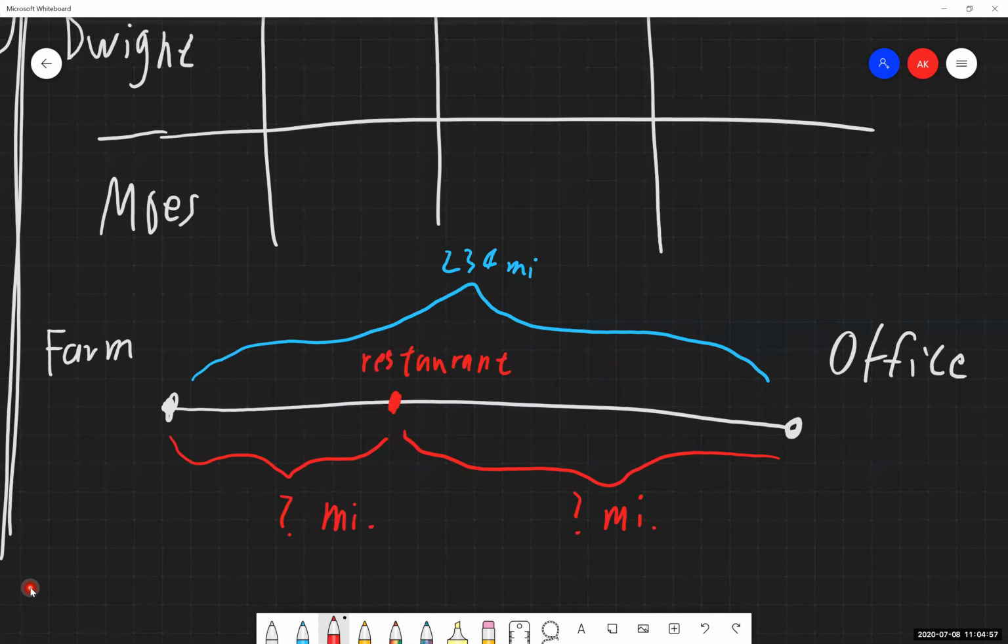So while the combined total is going to add up to be 234, if we're looking for specifically what the individual distances are, we don't know what that is going to be. Again, I want to emphasize that because a lot of people will see, well, it's 234 miles from the farm to that. And yes, it is, but we are not necessarily looking at them traveling the entire distance. They're somewhere in between, and we don't know what that value is.